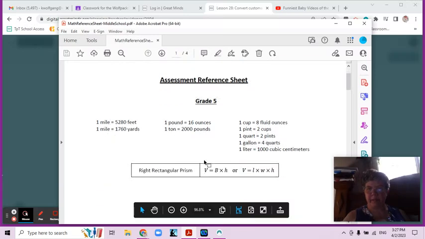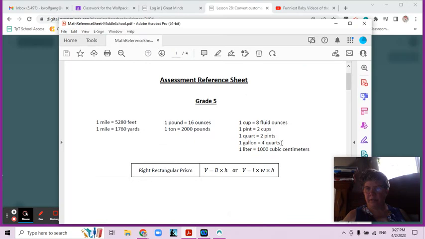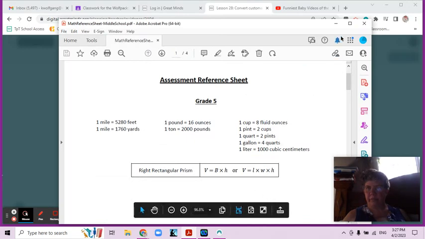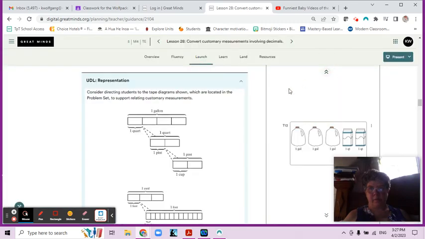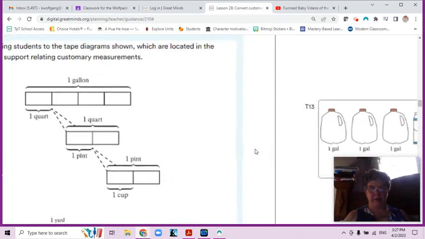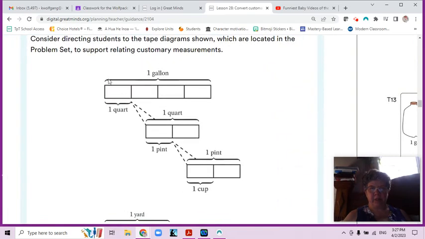Maybe this would help you out. 1 gallon is equal to 4 quarts. Okay, about 1 more minute to work on that. Let me show you one more thing that could help you out here. 1 gallon is 4 quarts.